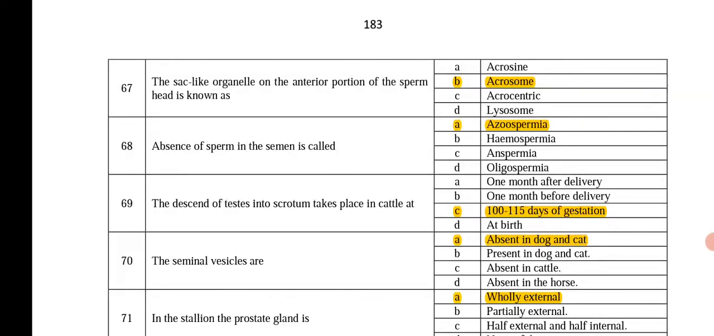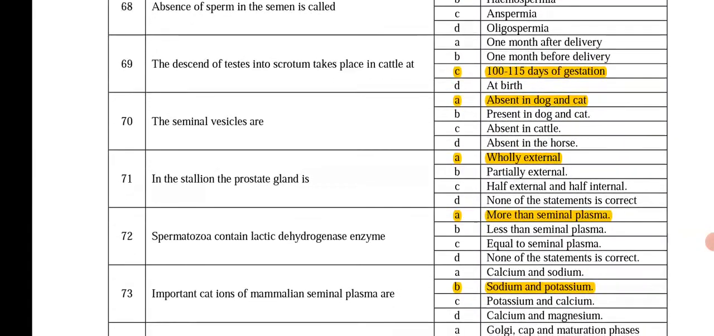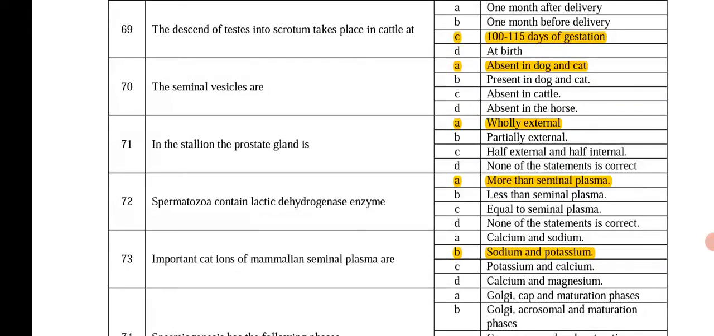Absence of sperm in semen is called azoospermia. The descent of testes into scrotum takes place in cattle at 100 to 115 days of gestation. The seminal vesicles are absent in dog and cat. In stallion, the prostate gland is wholly external.